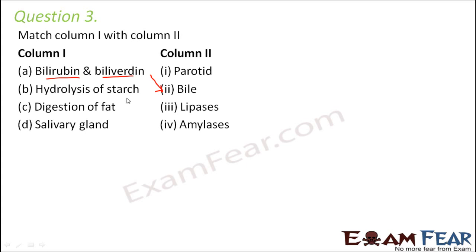Hydrolysis of starch. Which enzyme helps in this hydrolysis of starch? Hydrolysis of starch is nothing but conversion of starch into disaccharides or monosaccharides. So amylases are the enzymes for digestion of starch. Digestion of fat. Which enzyme helps? Lipase. Salivary gland. There are 3 pairs of salivary glands: parotid, maxillary and submandibular, and the sublingual. So parotid is an example of salivary gland.